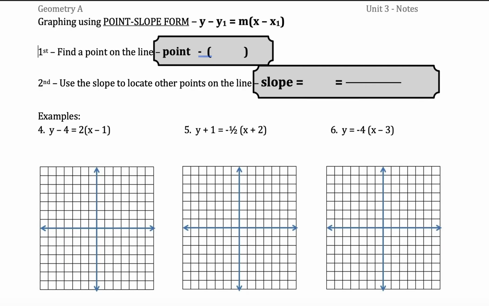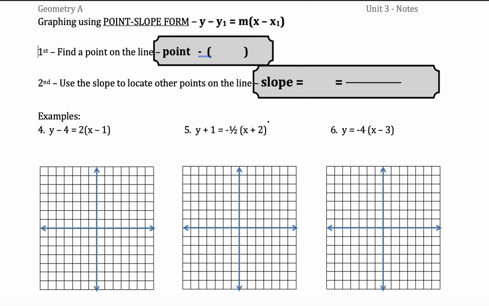In this video, we're going to continue to discuss graphing lines. Specifically though, we're going to graph lines in point slope form. So remember, that's our y minus y1 equals m parentheses x minus x1 end parentheses.